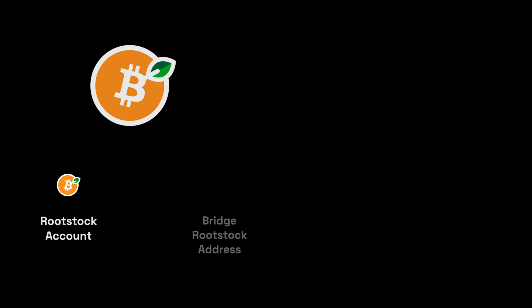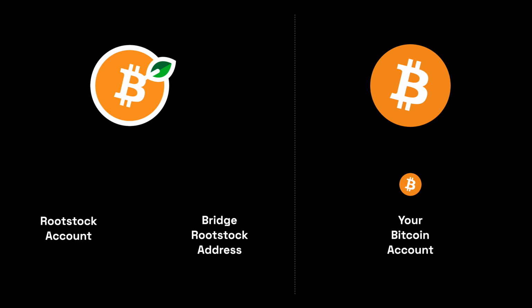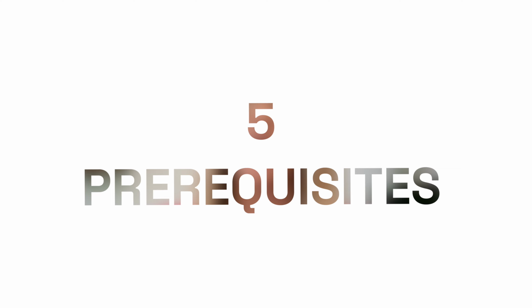You're going to start with RBTC on the Rootstock network. You'll send your RBTC to the bridge Rootstock address. Then Bitcoin will be sent to your Bitcoin account. When you use this service, you have to take into account 5 different things.